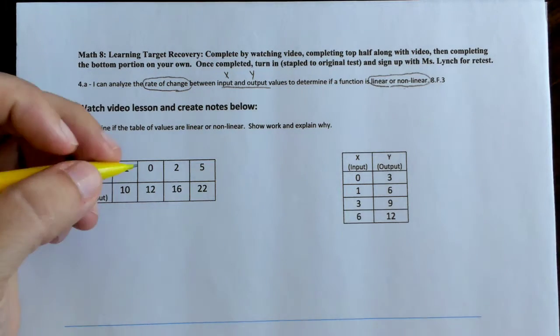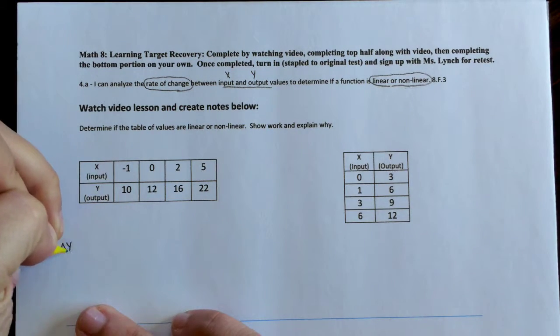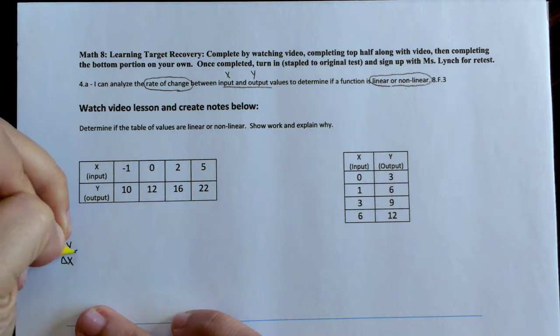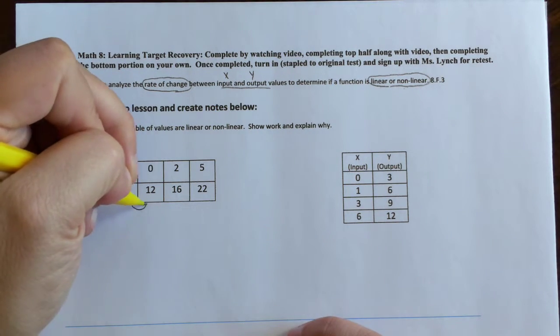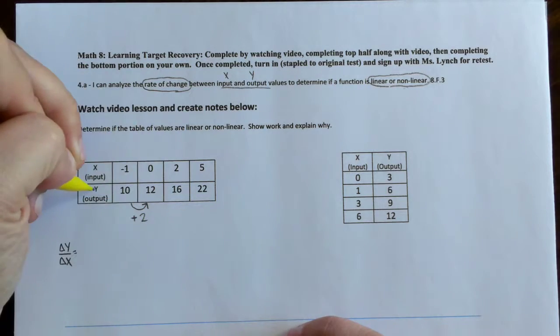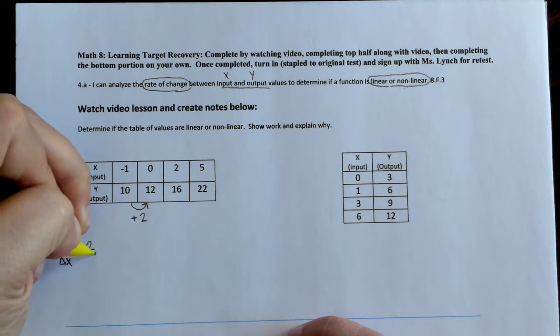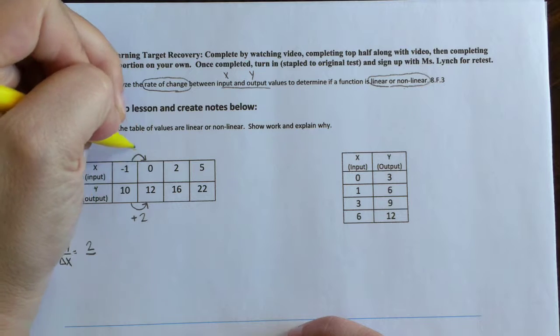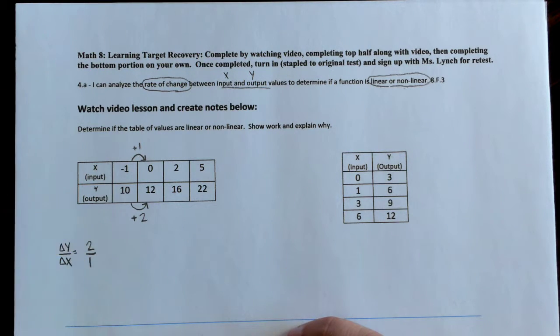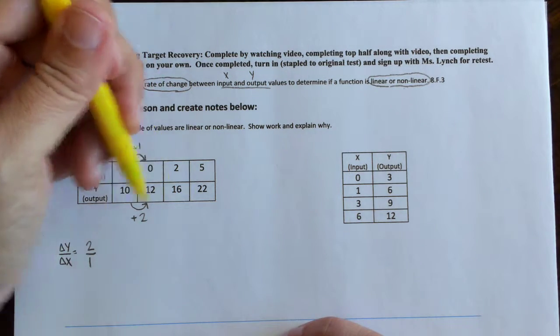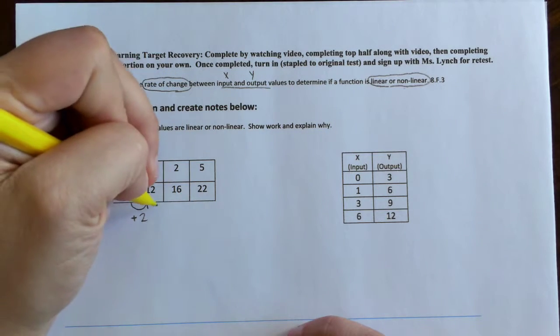What we're looking for is change of y over change of x, and we're looking for a consistent, same unit rate every time. So if I look at this, my y is going up by 2, and this is going up by 1. This is already in unit rate form. It's 2 over 1, so I don't need to do any simplifying there. Now I just need to check if each other rate of change is 2 over 1 as well.